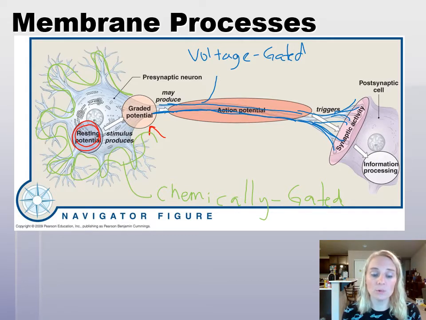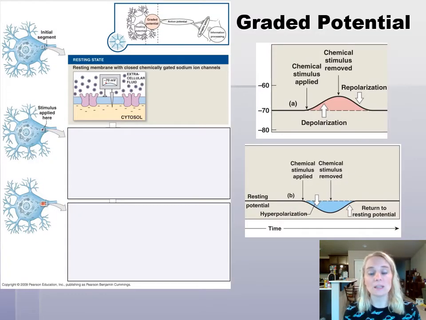So we're going to move on to what can happen at the cell body and dendrites because of the chemically gated channels. And these are what we call graded potentials. They're also called local potentials because they only have a local effect. They can't do long distance communication. That's only action potentials can do that.